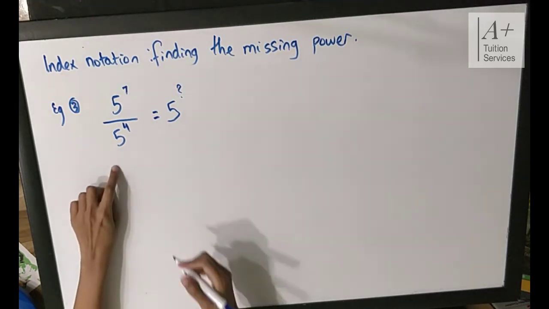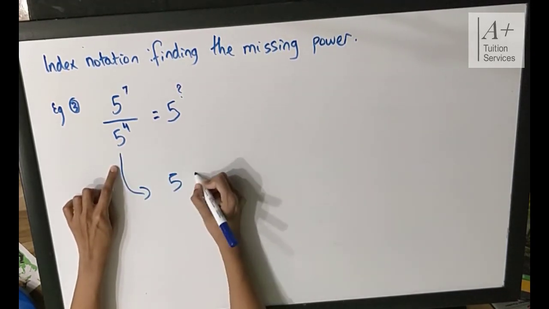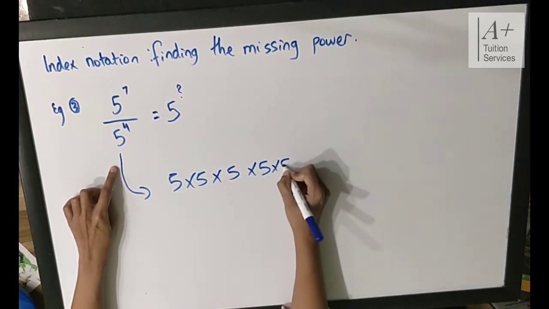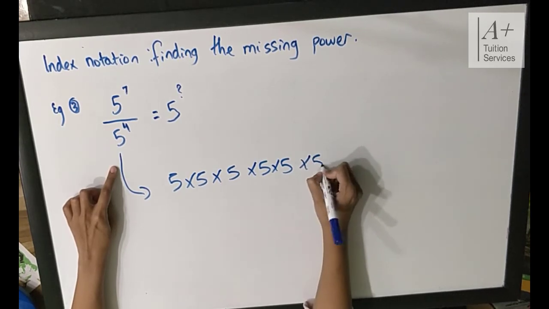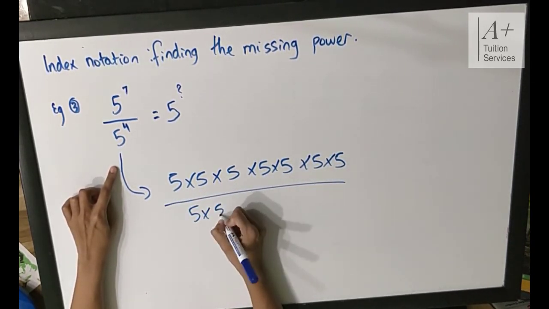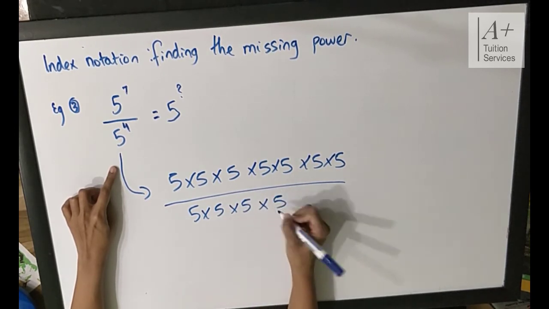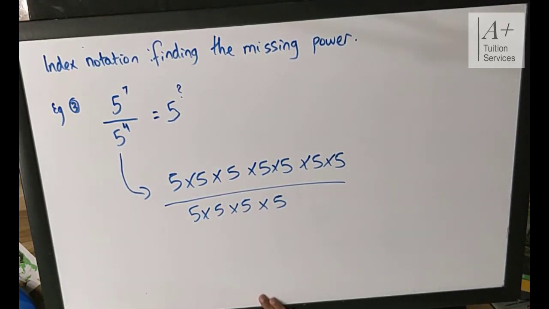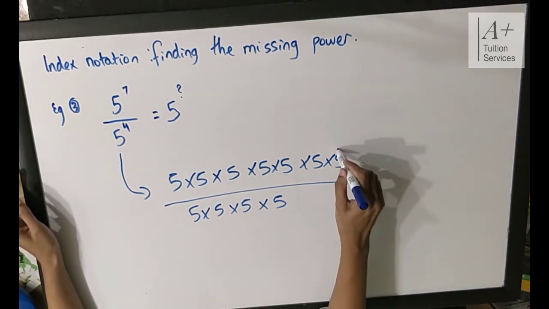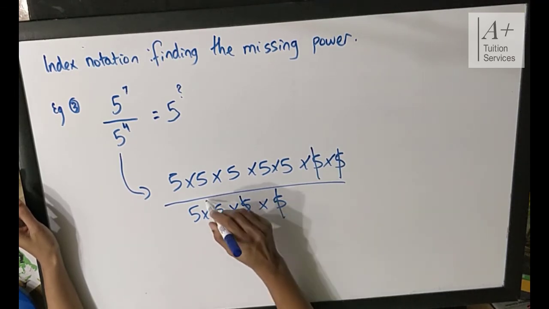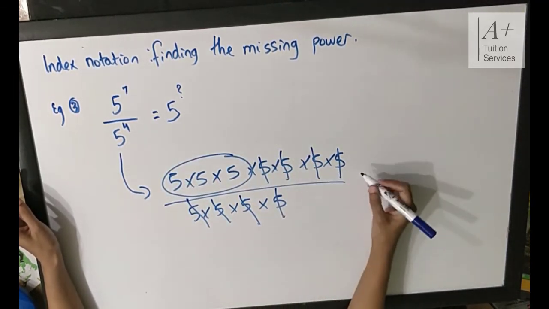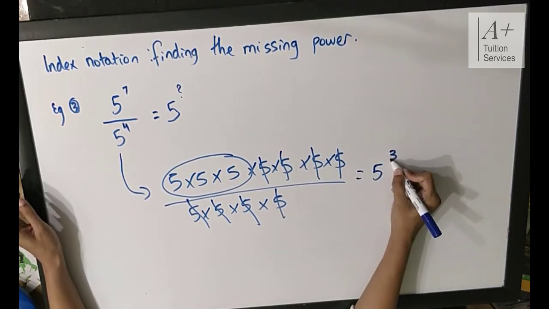This is simple. If I should spell this out, it means 5 multiplied by 5 multiplied by 5 multiplied by 5, 5 multiplied by itself 7 times over 5 four times. Okay? And when two numbers on the numerator and denominator of a fraction are the same, we could cancel them out. I'm going to end up with 3, which will lead me to 5 to the 3rd power.